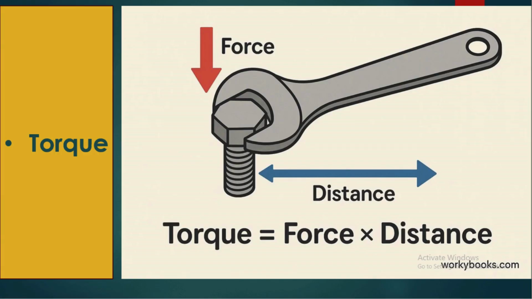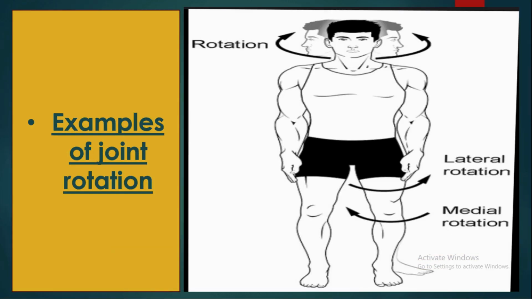So these are examples where torque has been applied, like torque is equal to force times distance. And this is an example of joint rotation. For example, lateral rotation and medial rotation, and this is the rotation of your whole body. This is all about torque. There are connections between torque and joint rotations that help to stabilize your body against any stressful condition.